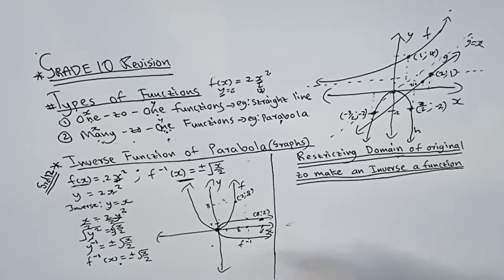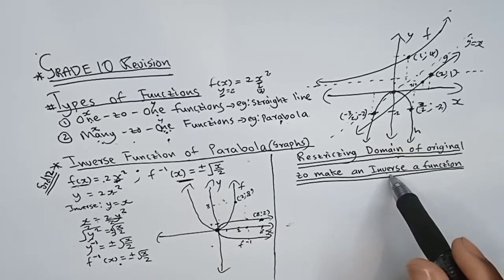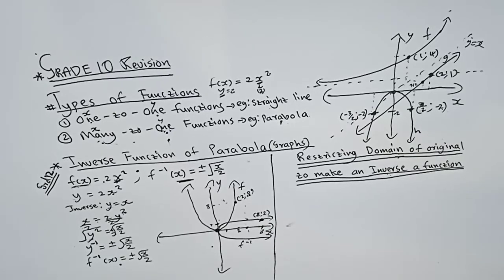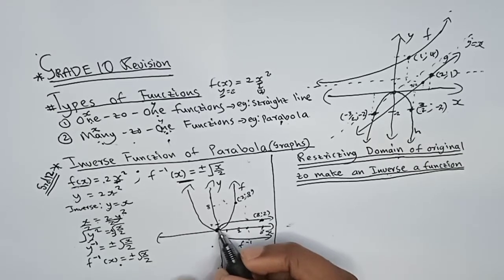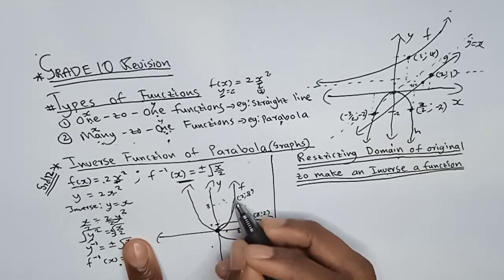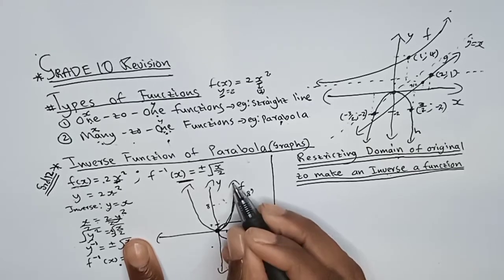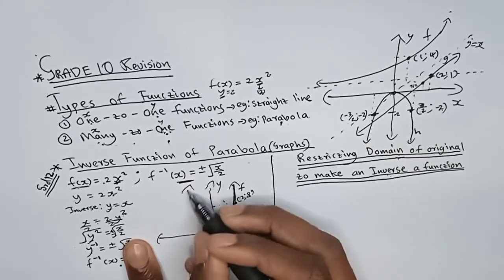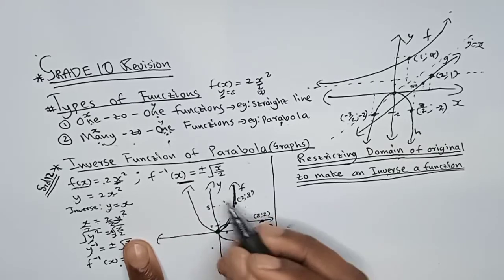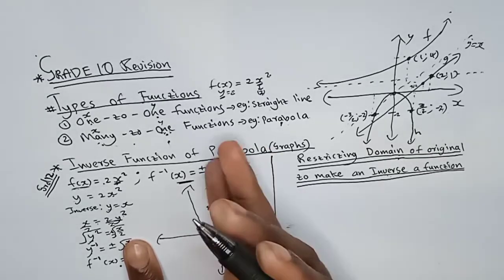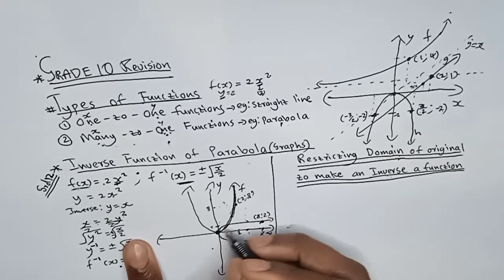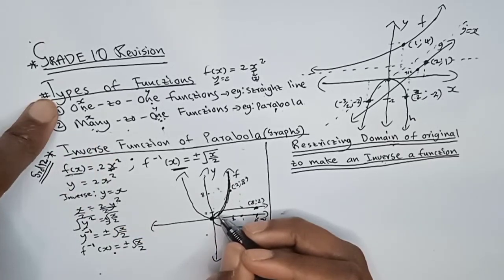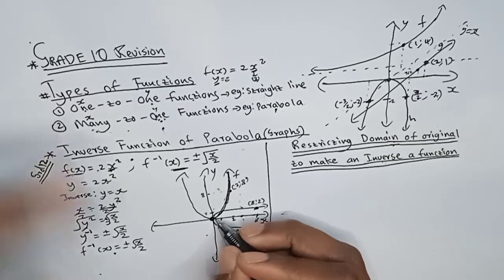So that's where it leads us to restricting the domain of the original so that we can make the inverse a function. When you restrict the domain of the original, we are looking at the turning point. Either I'm going to take this side only, because now it's a one-to-one function if I'm only taking this side, or I can take this side only. So I'm cutting this graph into two halves, and I'm only going to take one half, because one half will make this part of the graph a one-to-one function. And remember, an inverse of a one-to-one function is basically a function as well.